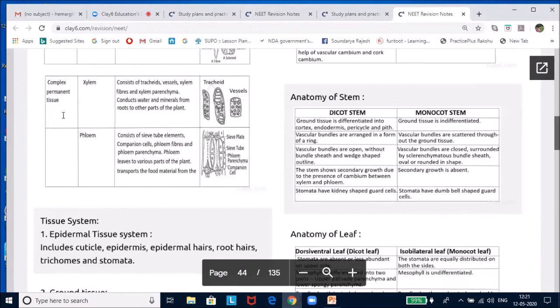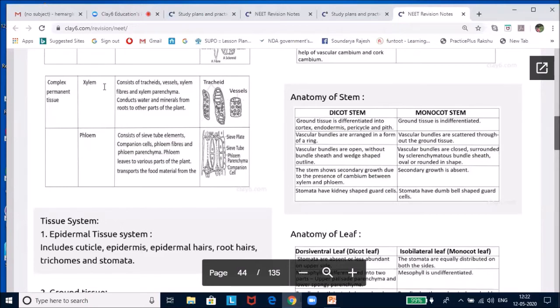Why are they called complex? Because the combination of these simple permanent tissues only make up this one complete tissue called the complex permanent tissue, and two complex permanent tissues are xylem and phloem. Now, what are the components of the xylem? Let us look into it.